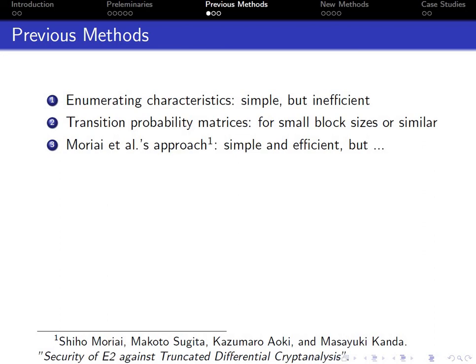The third method is introduced by Moriai et al. This method is simple and very fast, but as we will show later, the exact value of the expected differential probability can be very different from the value given by this approach.